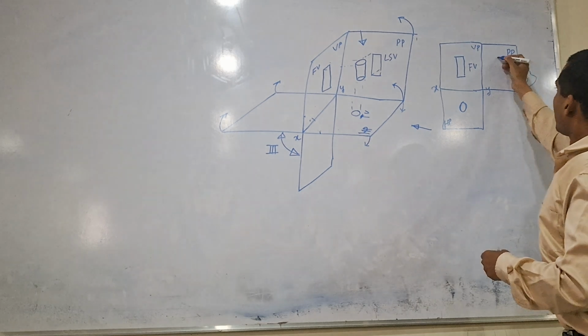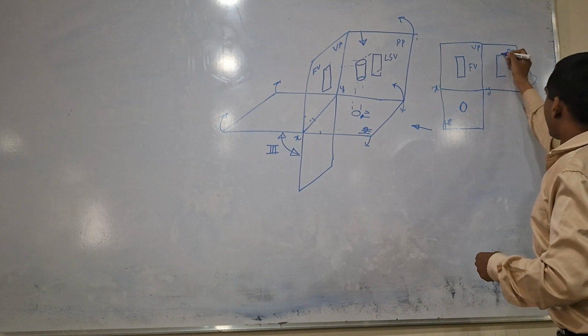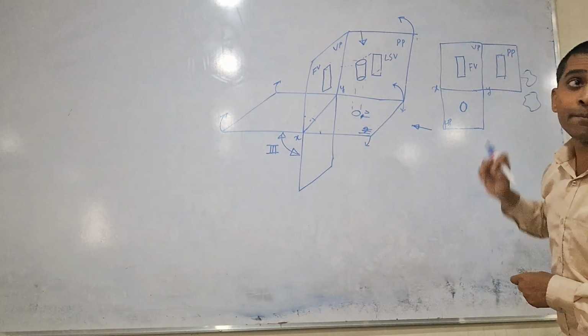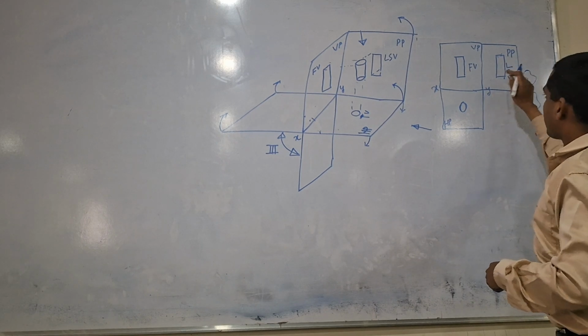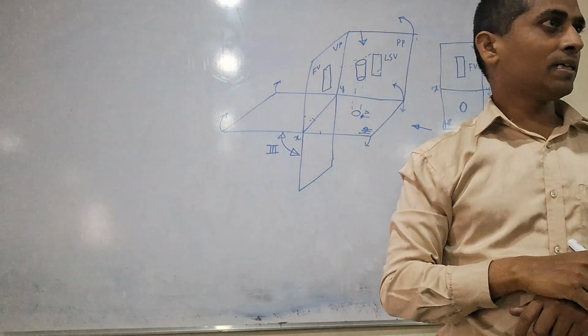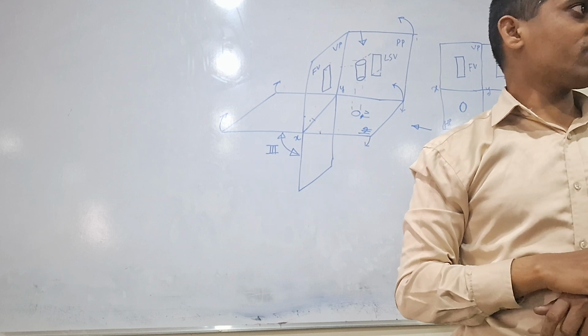right? Now here a rectangle is there. What is this view name? Left hand side view. This is a left hand side view. Is it clear? Understood now?